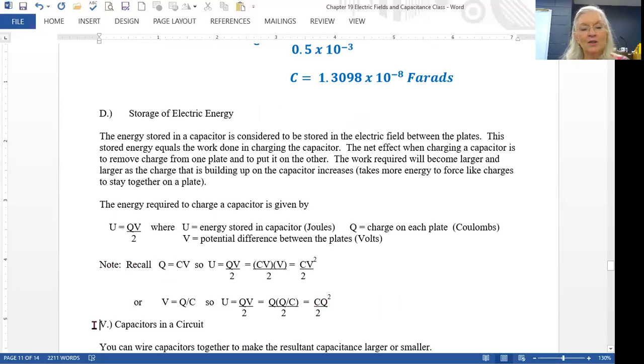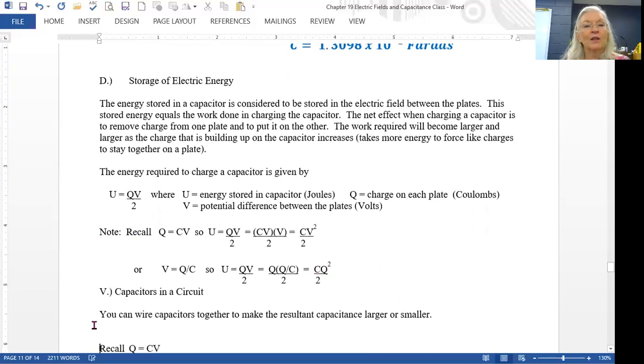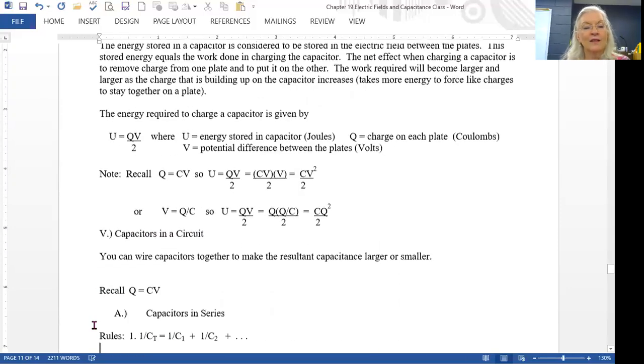Let's talk about capacitors in a circuit, which for us is a little more important because we're going to move on to circuits in our next chapter.